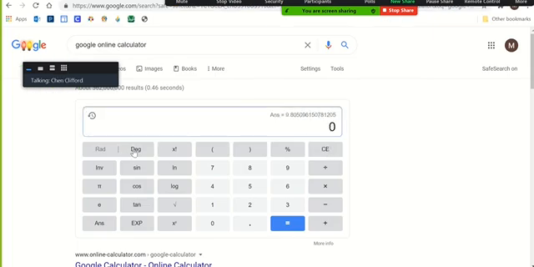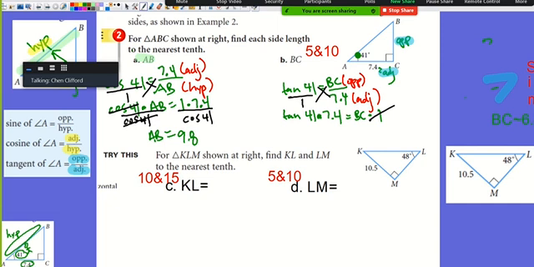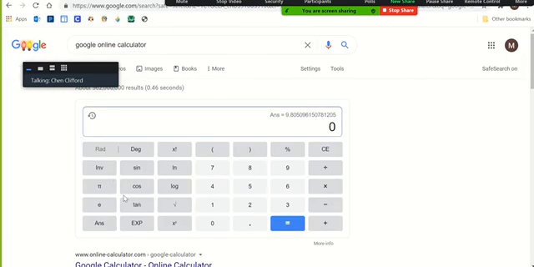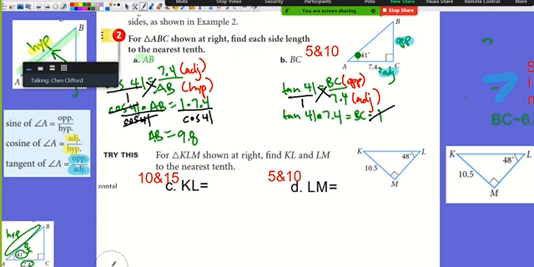Now, degree is already in black, so I do not need to press degree again. So I'm going to do tan 41, tangent of 41, close parentheses, times 7.4, which is 6.43, and then we're done. 6.43 is equal to BC.